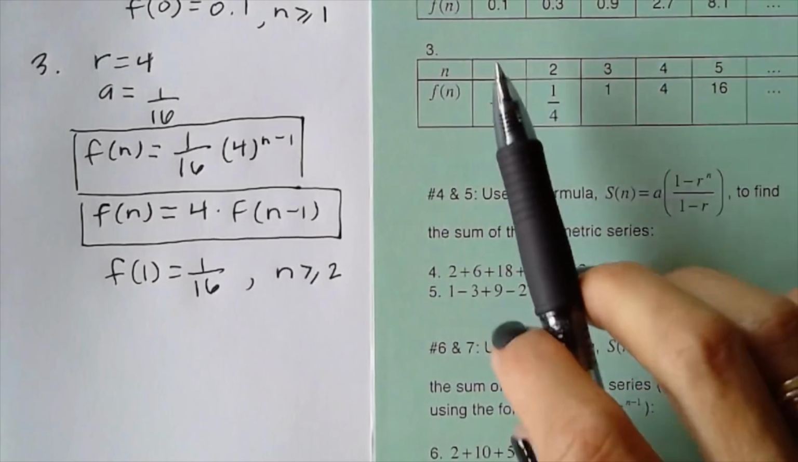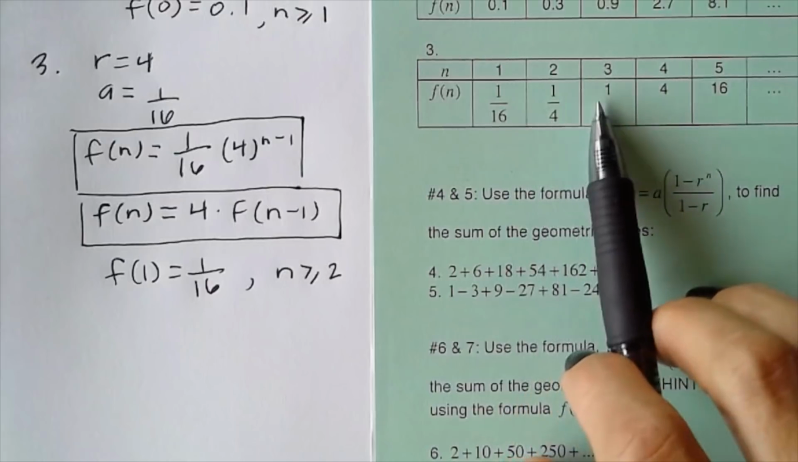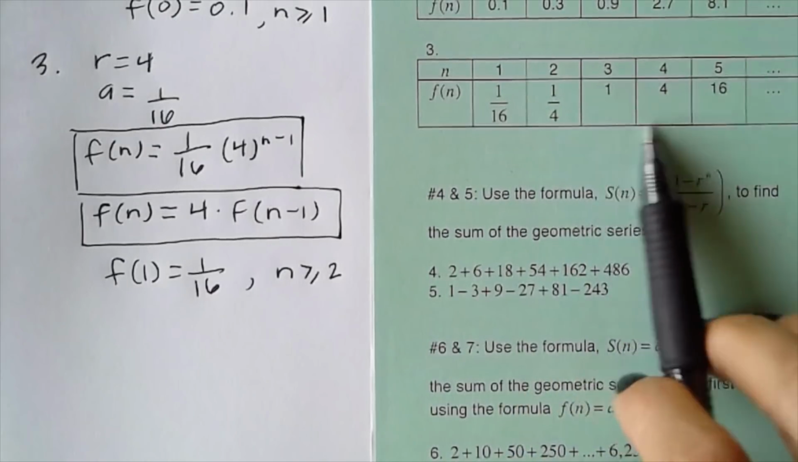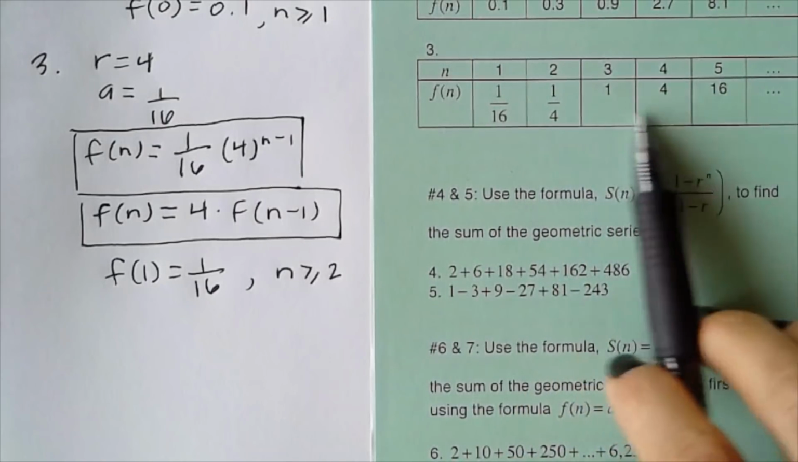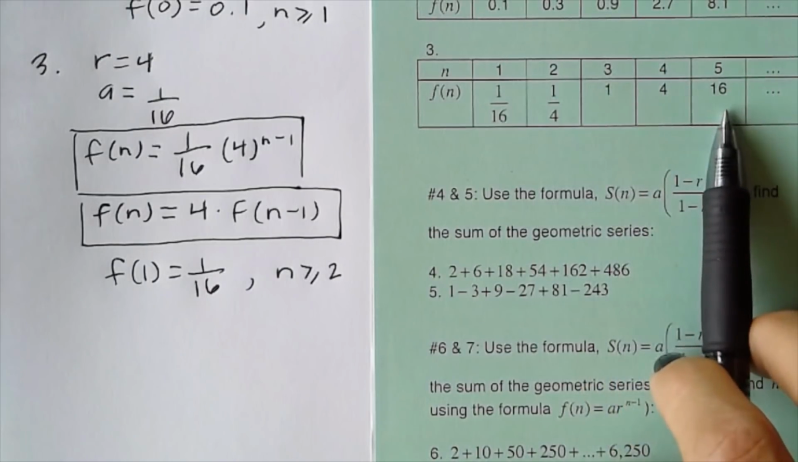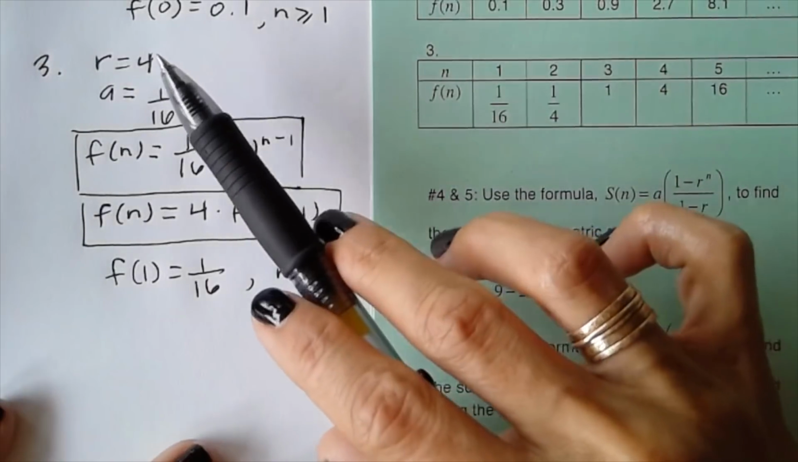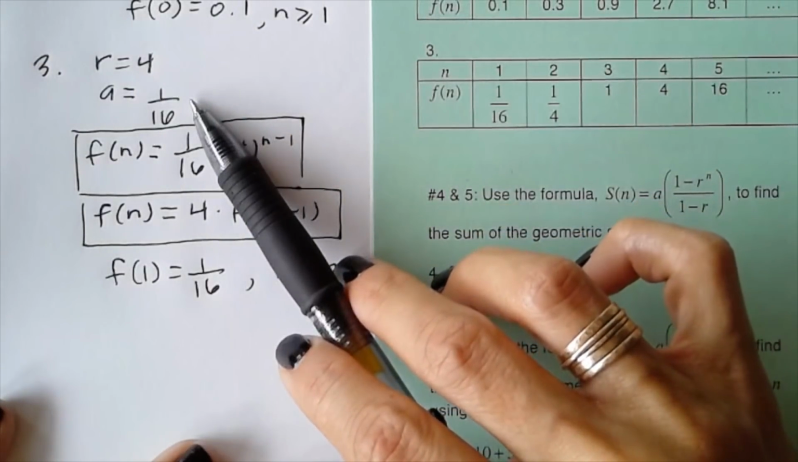For number 3, you can see that n starts at 1, and the terms go 1/16, 1/4, 1, 4, 16. So sometimes it's a little bit more convenient to look over to the right. But if you look over here, 1 to 4, 4 to 16, you can see that we're timesing by 4 each time. So that's going to be our r. R is 4. The initial term is 1/16.